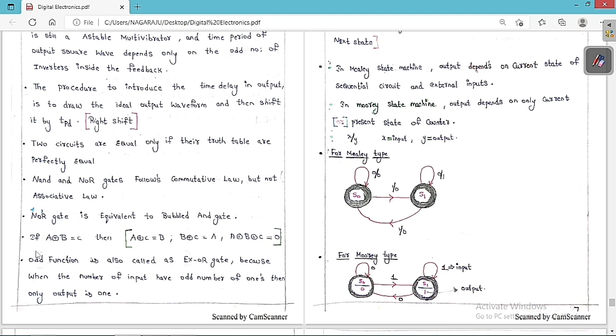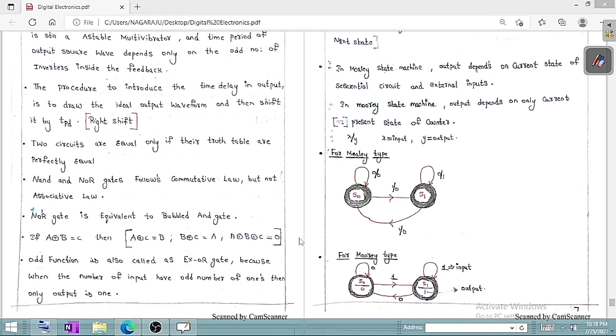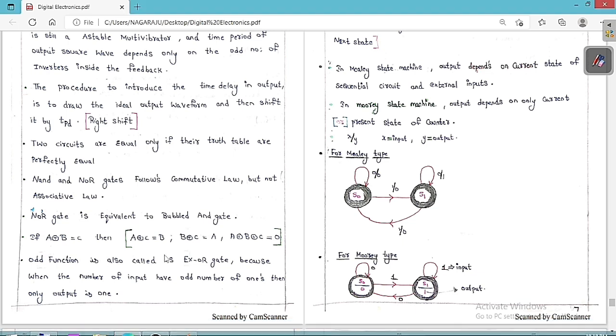Same thing for XNOR also. If A XNOR B is equal to C, then B XNOR C is equal to A, and A XNOR C is equal to B. So therefore A XNOR B XNOR C is equal to 0. These things you always have to keep in your mind. If A XOR B is equal to C, then B XOR C is equal to A, and C XOR A is equal to B. So therefore A XOR B XOR C is equal to 0. Similarly, if A XNOR B is equal to C, then B XNOR C is equal to A, and C XNOR A is equal to B. So therefore A XNOR B XNOR C is equal to 0. These things we have just seen.